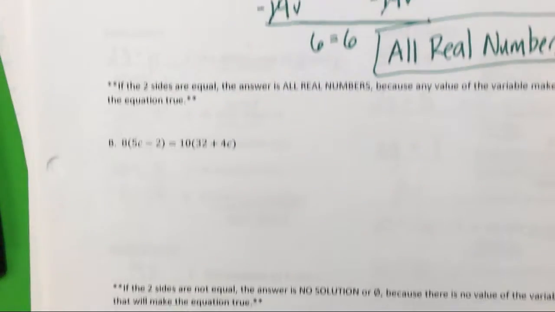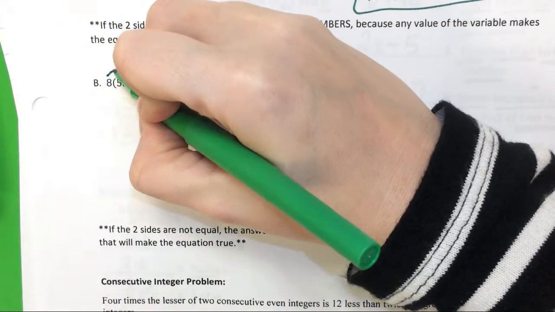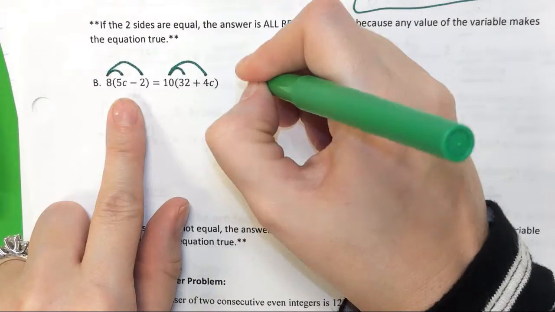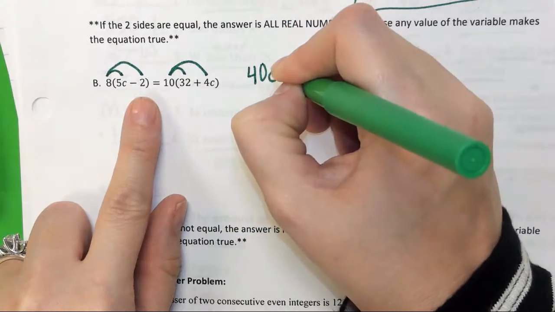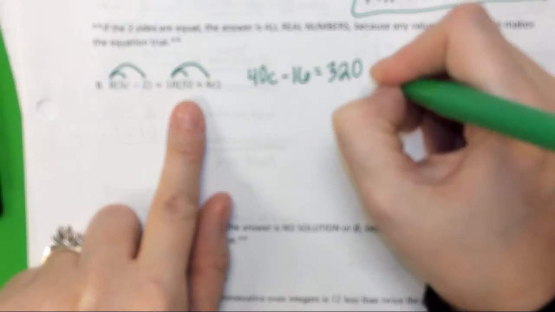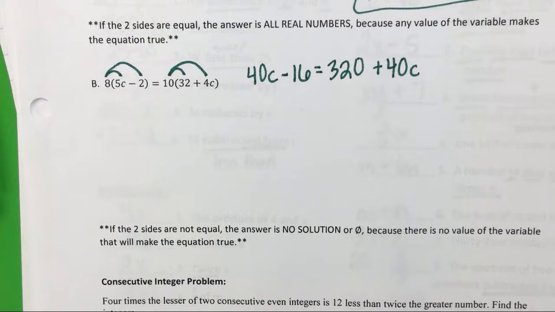Okay, look at B. So B is our other special equation. Just like last time, the first thing we're going to do is distribute. But in this one, I have to distribute on both sides of the equal sign. So on the left side, I'm going to have 40c minus 16 is equal to, on the right side, 320 plus 40c. So if you notice this time, I don't have the same thing on both sides, but they are pretty similar because they both have a 40c.